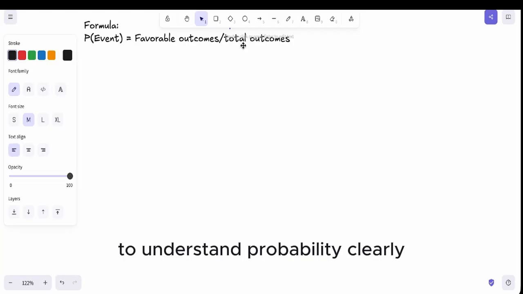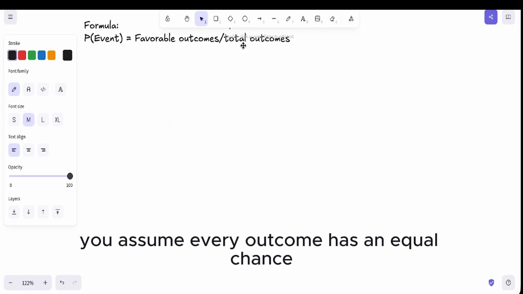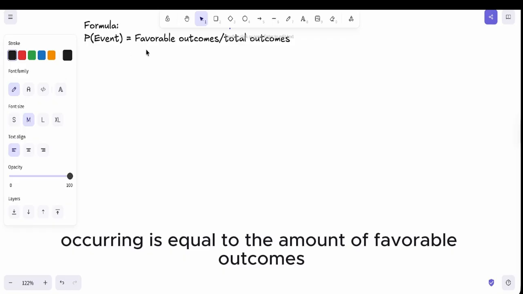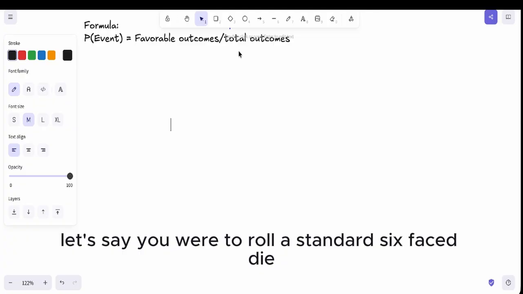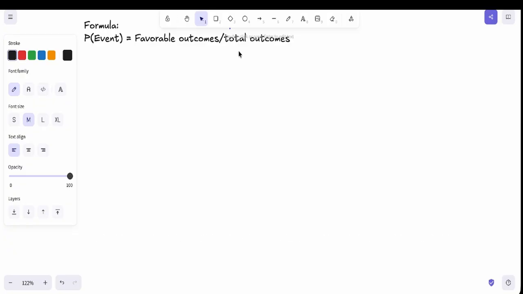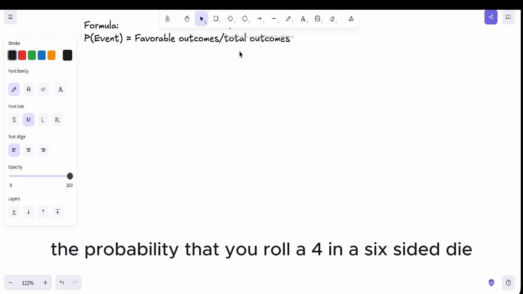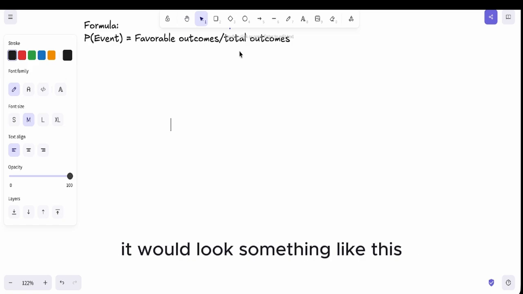To understand probability clearly, we'll begin with situations where all outcomes are equally likely. In theoretical probability, you assume every outcome has an equal chance. We always want to keep this formula in mind, which states that the probability of an event occurring is equal to the amount of favorable outcomes divided by the amount of total outcomes. Let's say you were to roll a standard 6-faced die numbered 1 to 6, and you want the probability of rolling a 4. The number of favorable outcomes is only 1, which is rolling a 4, and the total amount of possible outcomes is 6. This means that the probability that you roll a 4 on a 6-sided die would be 1 over 6. So if you were to write it, it would look something like this.